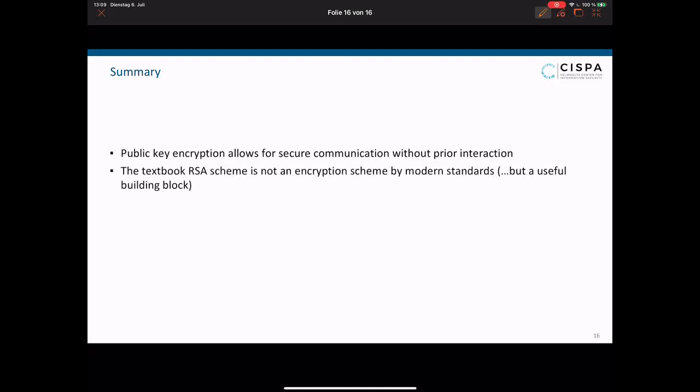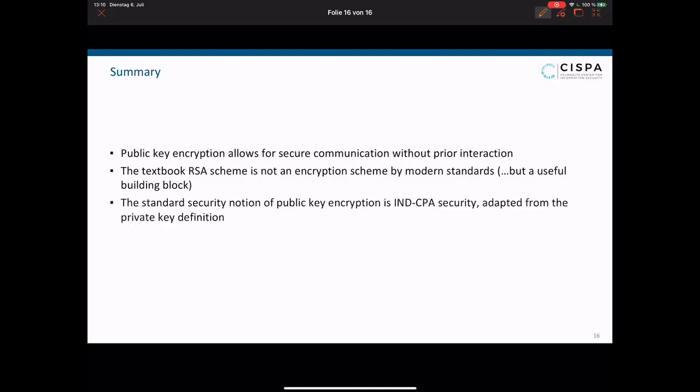So we've quickly talked about the textbook RSA scheme, and by modern standards, especially in terms of what it means to be secure, this is not an encryption scheme. It shouldn't be thought of as an encryption scheme, but more like a primitive or a building block. We will later see how to use this building block to do something meaningful, but the textbook RSA scheme is not an encryption scheme.